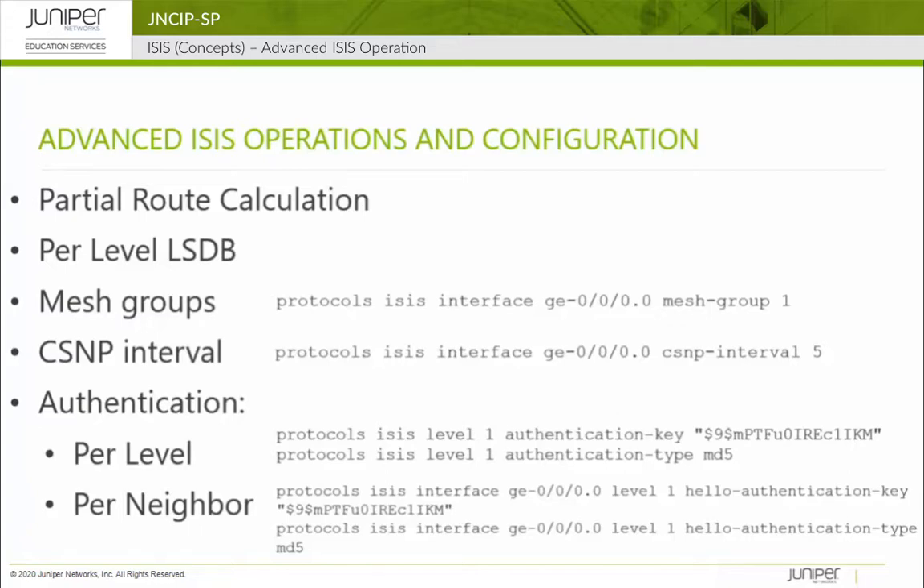And because of this, if you were configuring per level authentication, you would need to do this for every device in that level. The second option, the per neighbor option, we are only authenticating hello PDUs. Therefore, you can do this independently on a per interface basis. Not all devices within the same level would necessarily need to have per neighbor authentication enabled for ISIS to function properly within that level.